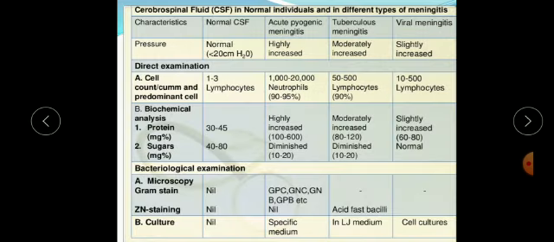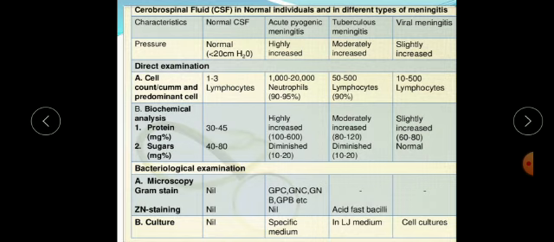Now the CSF picture in normal individuals and in different types of meningitis. These CSF parameters are very helpful in differentiating the various types of meningitis. Starting with pressure, normal pressure is less than 20 centimeter of water. In acute pyogenic meningitis, it is highly increased. In tuberculosis, it is moderately increased, and in viral meningitis, it is slightly increased.